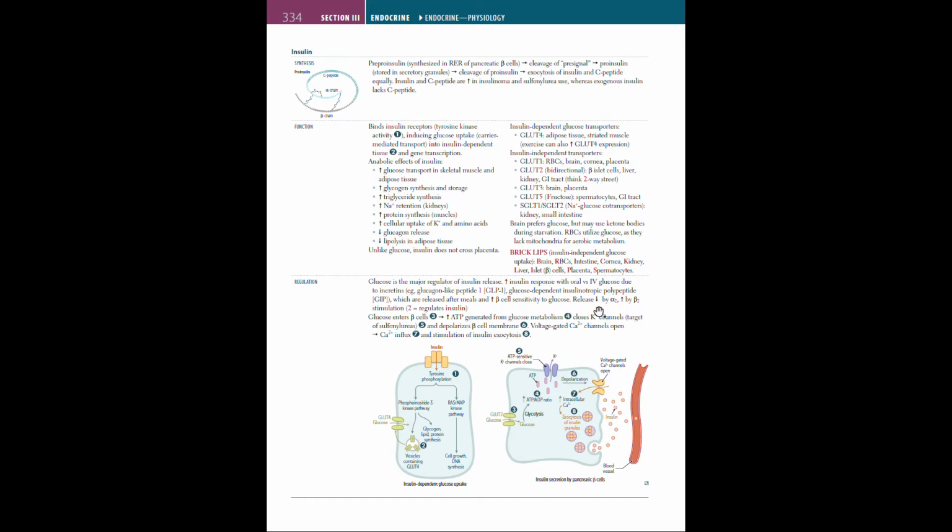Release is decreased by alpha 2 and increased by beta 2 stimulation. Glucose enters beta cells. Over here you can see glucose enters via GLUT2 transporters, which are seen in the kidney and GI tract.